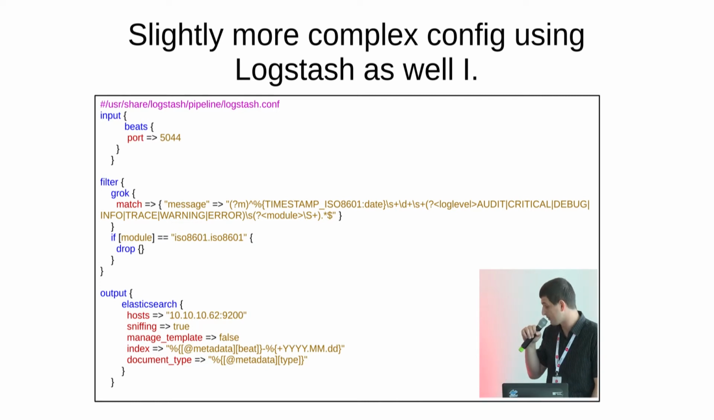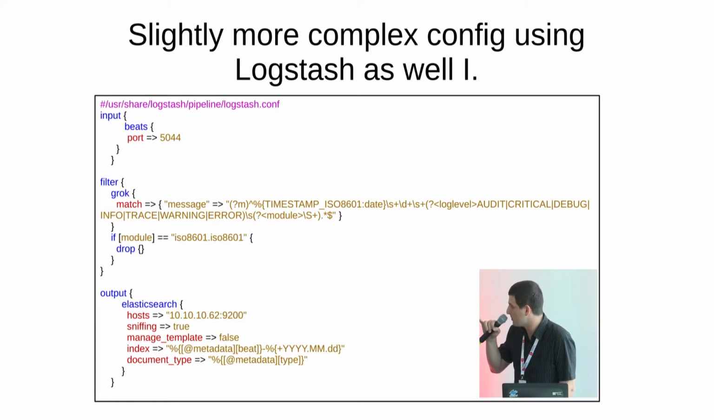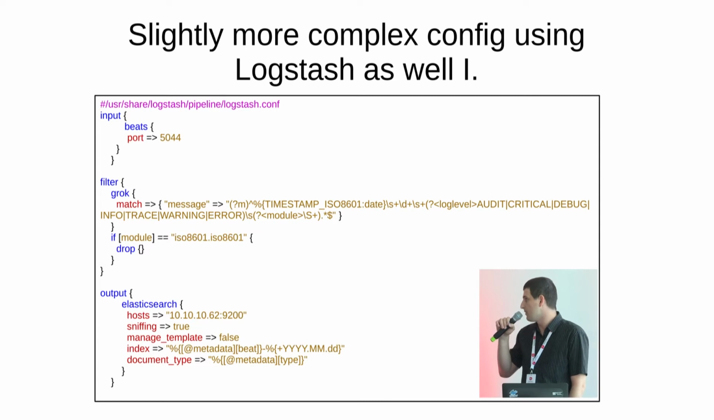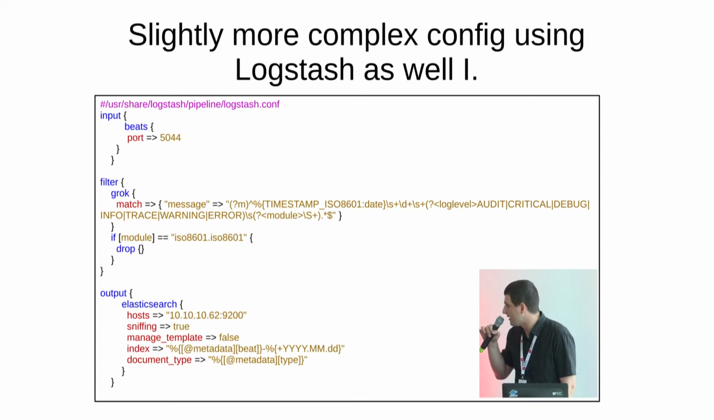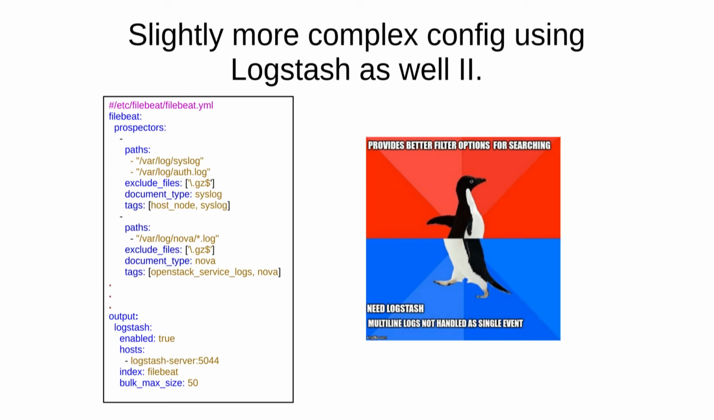And now I can specify a more complex Filebeat configuration as well. Without Logstash, I am still able to use this document type and tags. The most important part is that I have to change the output from Elasticsearch. So the previous Elasticsearch output is changed to Logstash. And again, I'm specifying the Logstash server IP address or hostname and the port where Logstash is listening.